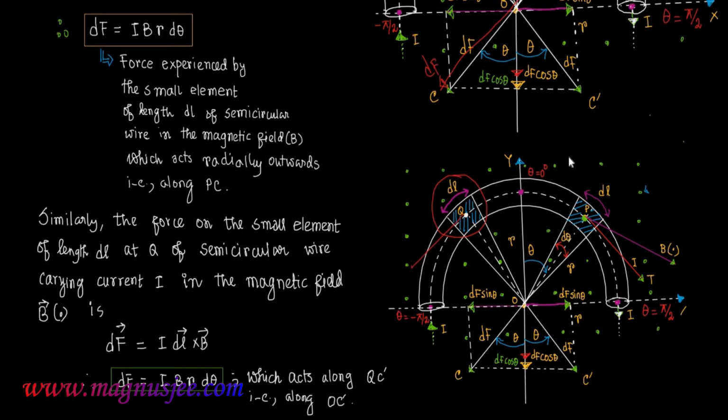Now the I vector dl of the small element at the point Q acts along this direction. The magnetic flux density or magnetic field induction vector B acts outwards at the point Q on the semicircular wire, and the small element experiences a force dF along the direction QC prime.